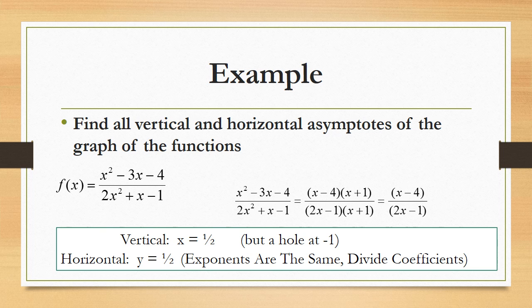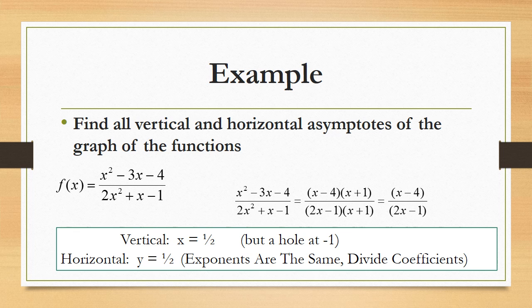Our horizontal, let's go back to the original problem. Our degree on the top is 2, our degree on the bottom is 2. Exponents are the same, so we divide the coefficients. The coefficient on the x squared in the numerator is 1, and the coefficient on the x squared in the denominator is 2. So the horizontal asymptote is y equals 1/2.